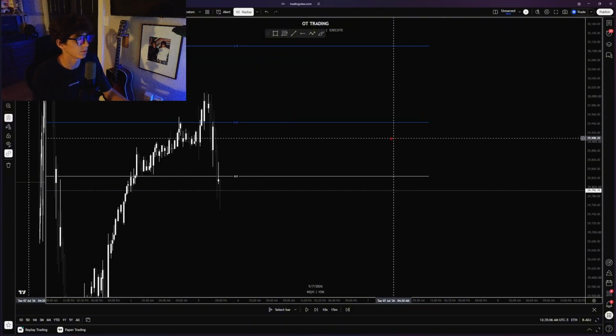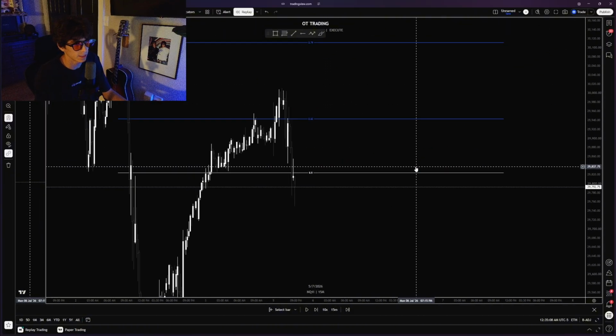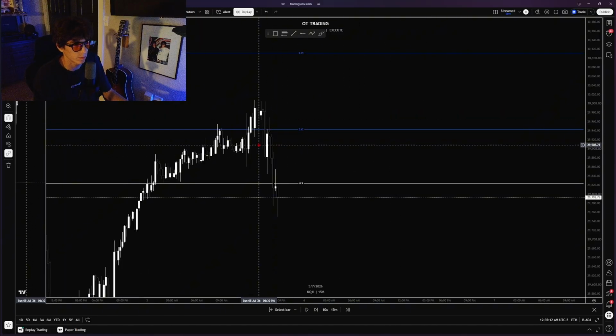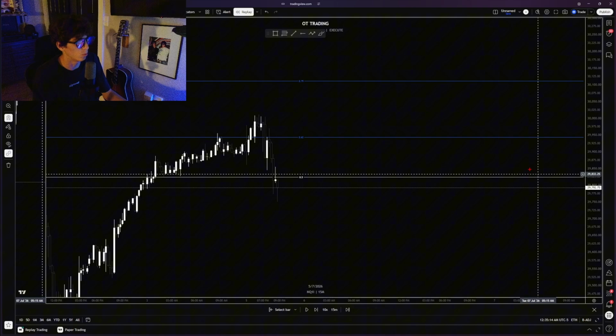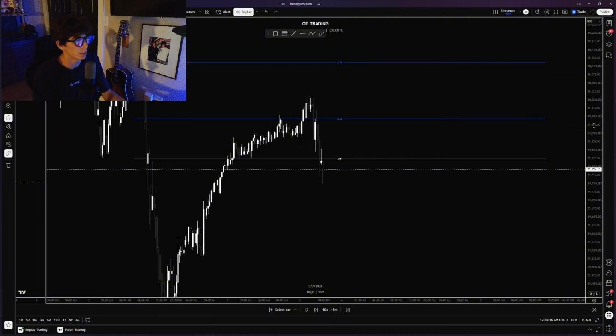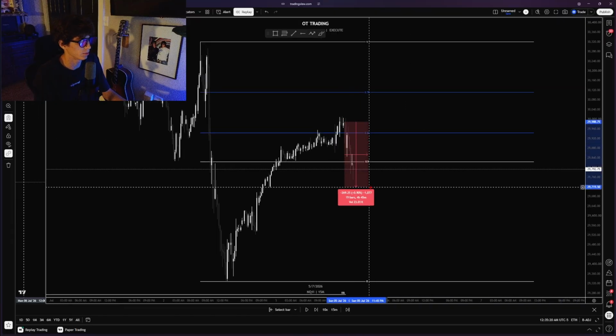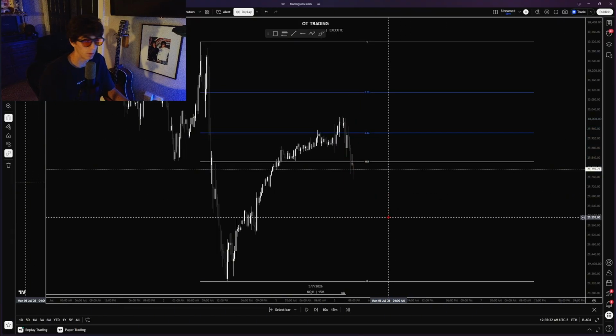Once we see true displacement lower, and this is not the cleanest, we don't have a clean inversion, we don't have a clean change in the state. So I would not take this trade. I wouldn't just be jumping into this just because we tapped into OTE and then saw displacement. I need to see my internal model play out.